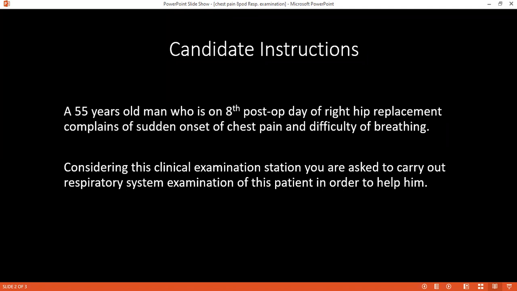Yes, I will wash my hands. I will introduce myself and confirm the patient's identity. I will tell the patient, I'm here to examine your chest, and explain the steps. In the scenario, the patient has chest pain and difficulty of breathing. I will assist the patient according to the CCrISP protocol.